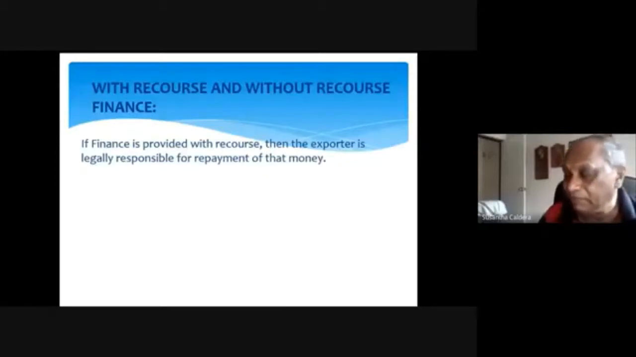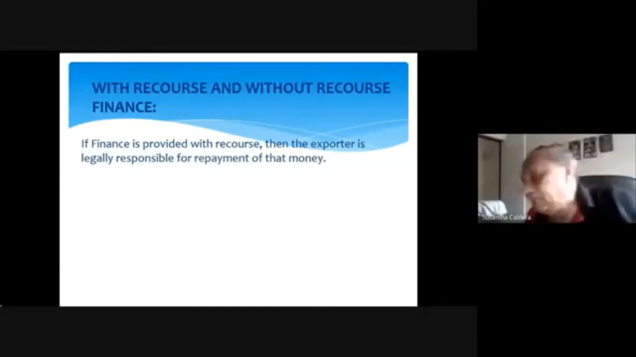Under Article 12 of UCP 600, no worries. Under Article 7 and Article 12, negotiation means without responsibility, without recourse from our part. The bank has to look after that. The lawyer also argues the case on that basis.